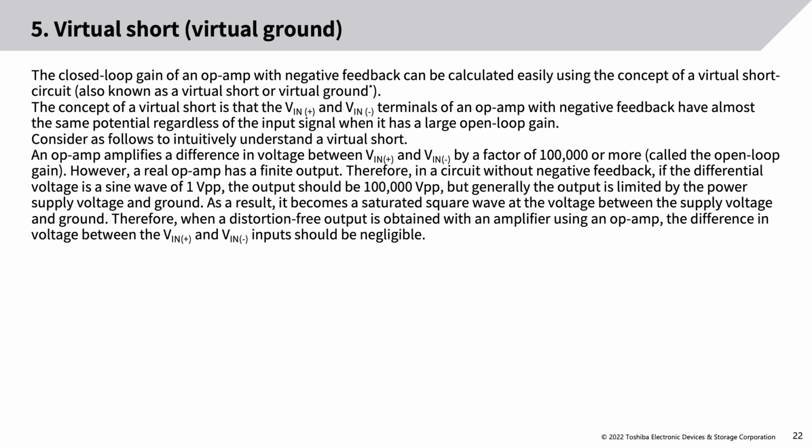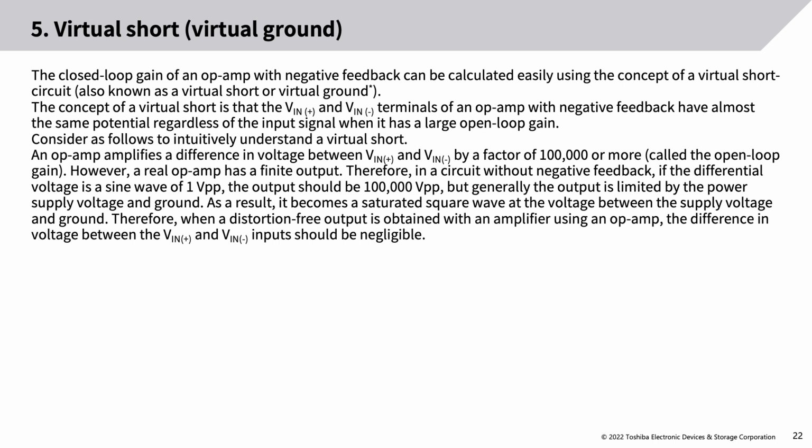5. Virtual short, virtual ground. The closed-loop gain of an op-amp with negative feedback can be calculated easily using the concept of a virtual short circuit, also known as a virtual short or virtual ground. The concept of a virtual short is that the Vin plus and Vin minus terminals of an op-amp with negative feedback have almost the same potential regardless of the input signal when it has a large open-loop gain. Consider as follows to intuitively understand a virtual short.